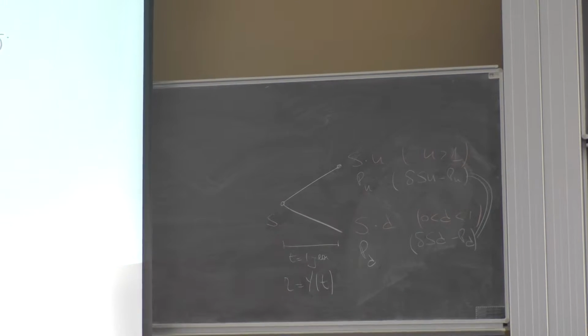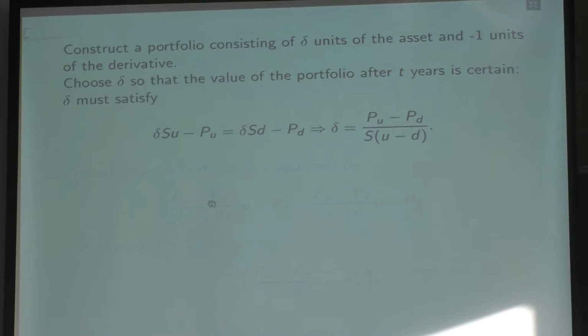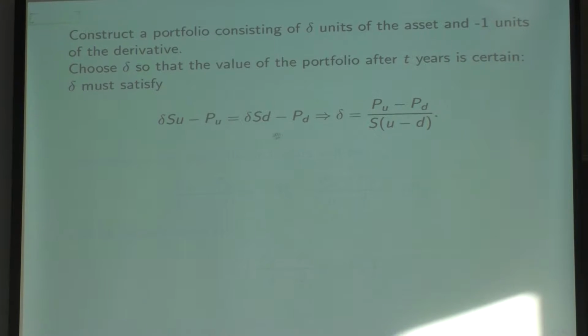I can bring all the deltas to one side and isolate delta, and I get delta equal to P_U minus P_D, divided by S times (U minus D). Okay, so with this choice of delta, I can ask myself what's going to be the value of this portfolio in T years, where I know it's going to have the same value in this state of the world or that state of the world. So what is that value?